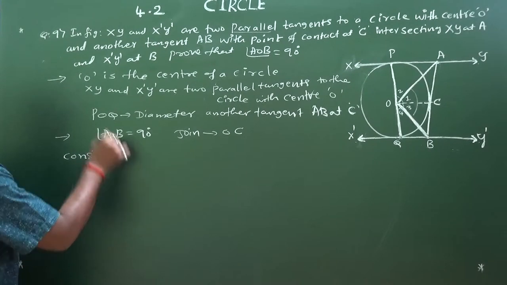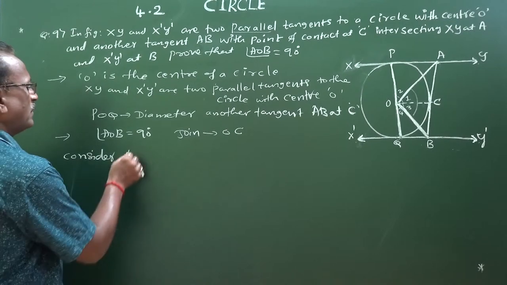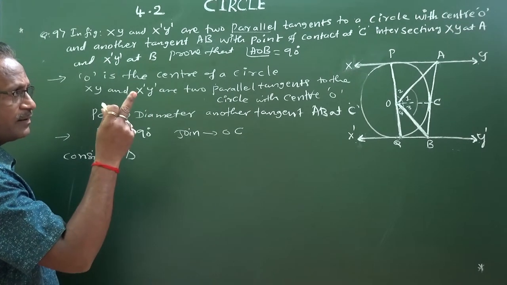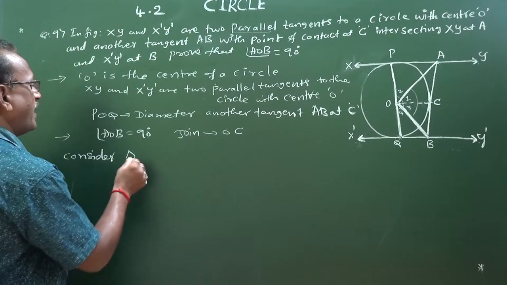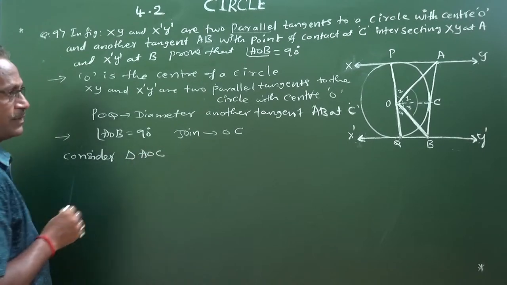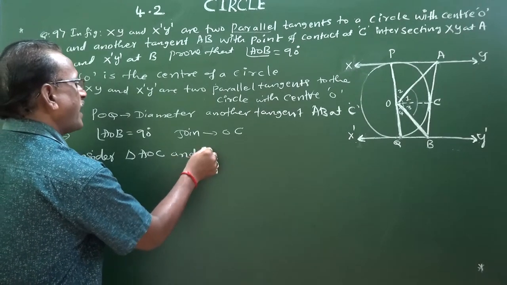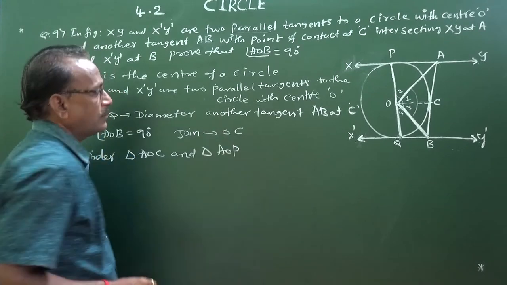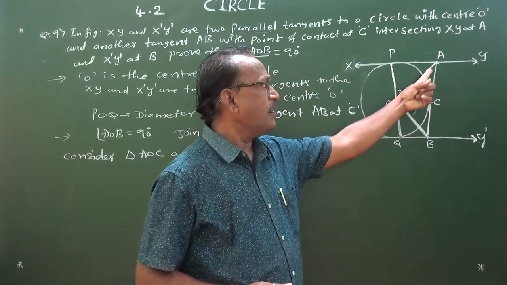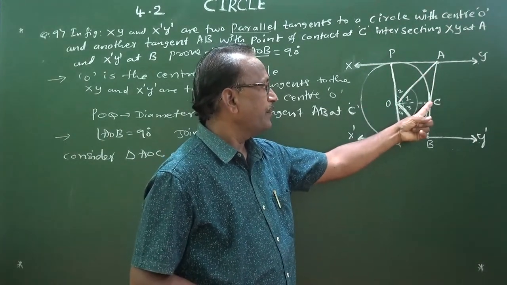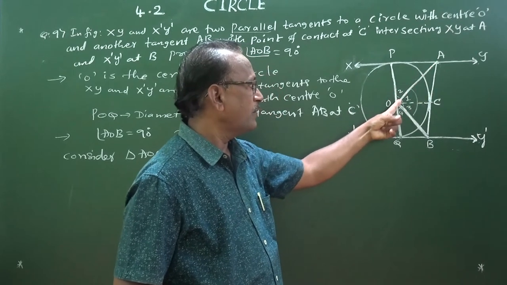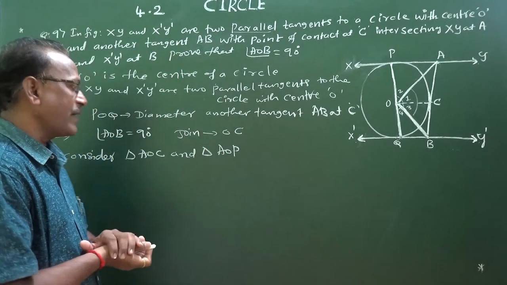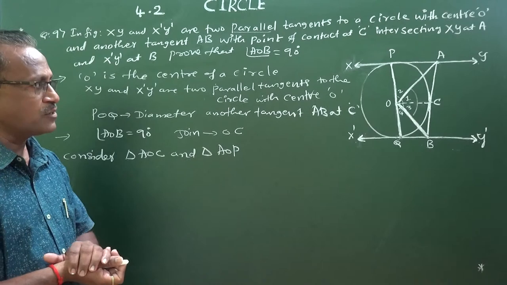Now I am giving the proof. Consider triangle AOC, see the diagram, and the triangle AOP. This one, triangle AOC, and another triangle AOP. In these two triangles, you have to prove that they are congruent triangles by using some axioms and postulates.